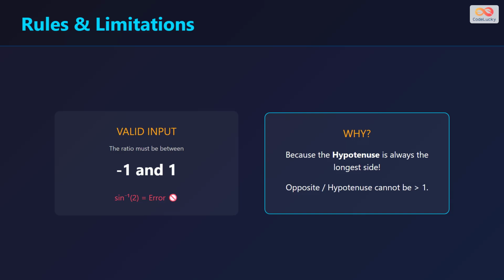There is one very important rule to remember. You can only take the inverse sine of a number between -1 and +1. If you try to calculate the inverse sine of 2, your calculator will give you an error. This is because the hypotenuse is always the longest side, so the ratio can never be greater than 1.